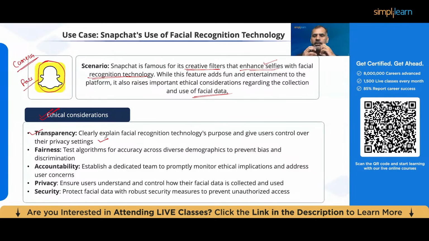That means whenever we are releasing such kinds of features in our applications, you have to clearly explain what technology they are using to play with your facial image. And over this, they have to give users the control over whether a particular user will give consent to use their face for these purposes or not. So that gives full control over the privacy settings. If the user is not interested, he can deny the access to the camera for this particular application. This is where we talk about control and permissions.